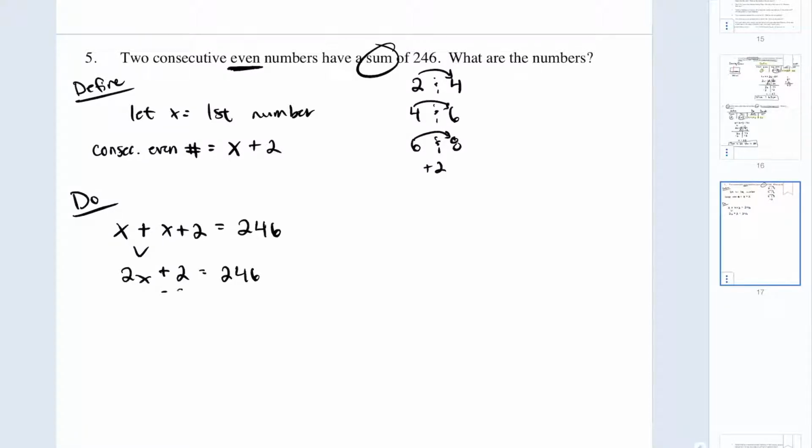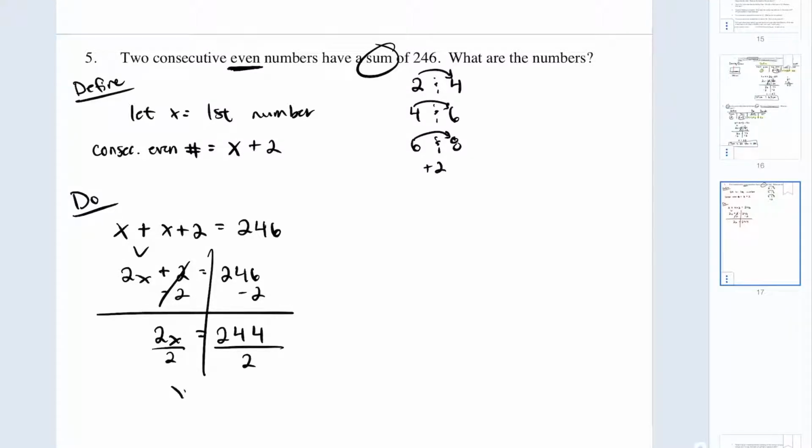I'm going to subtract 2 from both sides. These are going to cancel out. Drop down my 2x. 246 minus 2 is 244. My next step, I must divide both sides by 2, and x is equal to 122.